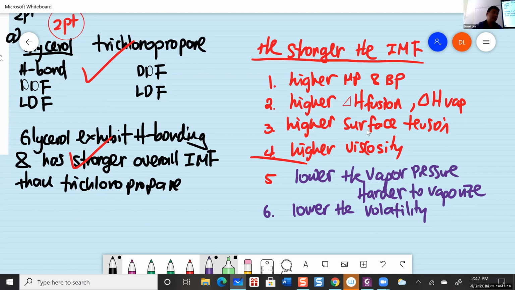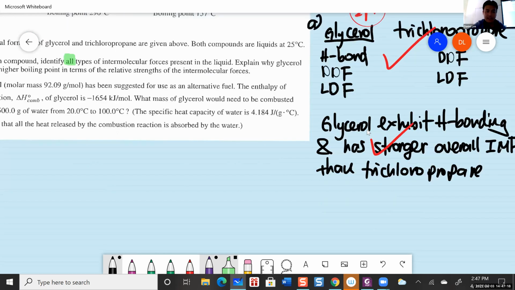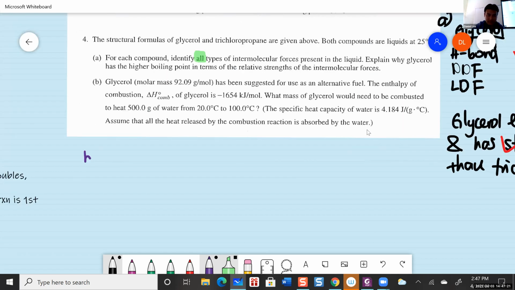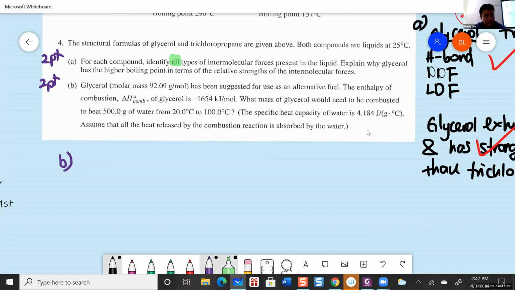So those are the intermolecular force consequences, right? You'll for sure see them, so make sure you know how to use them. Now, part B, we're going for 2 points for part B. 2 points for A, 2 points for B. Remember, it's 4 points. Okay, so this looks like it's calorimetry.